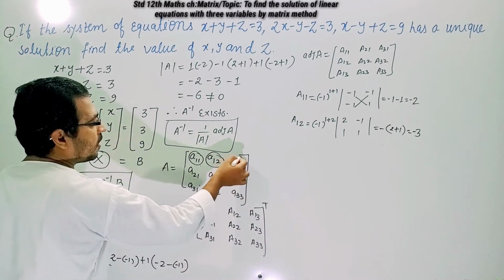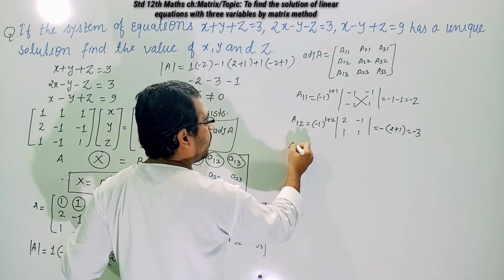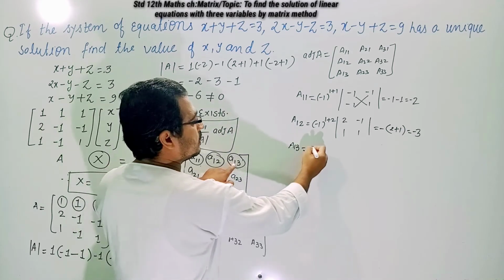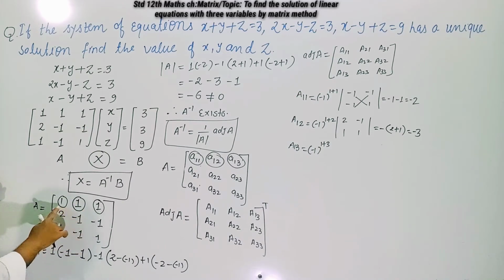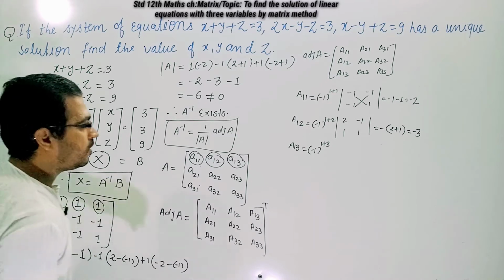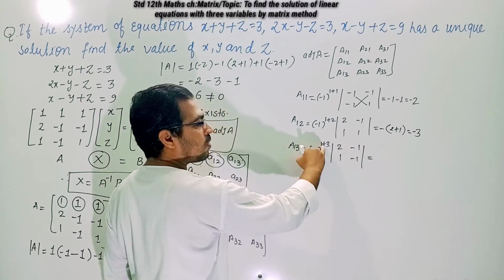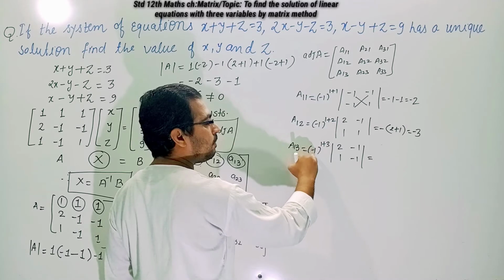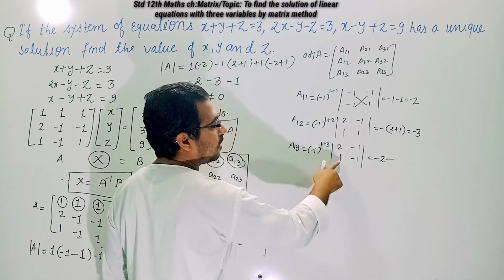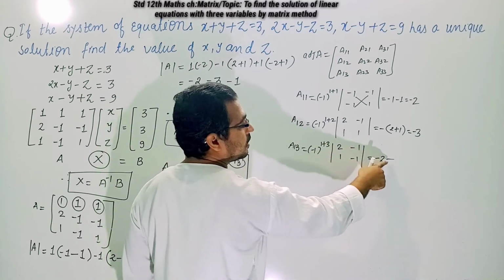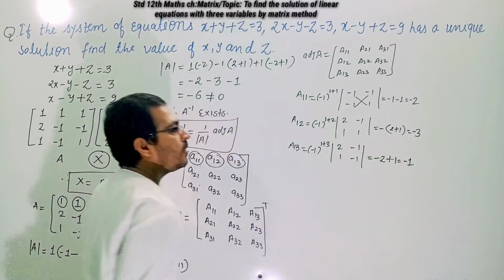Okay. Now finding the cofactor of A13. So we will write capital A13, the cofactor of A13, minus 1 to the power 1 plus 3. We will not write this row and this column. So 2, 1, minus 1, minus 1. Minus 1 to the power 1 plus 3 means 4, an even number, so this will be plus. Minus 1 into 2 is minus 2, this is the sign of the formula. Minus 1 into minus 1 is minus 1, multiplied by the minus sign, so it will become plus. So we are getting minus 1.